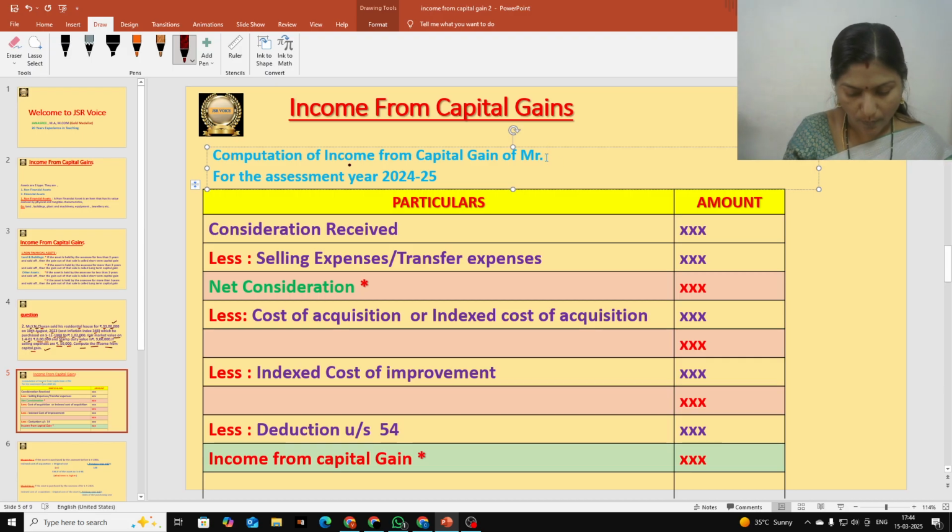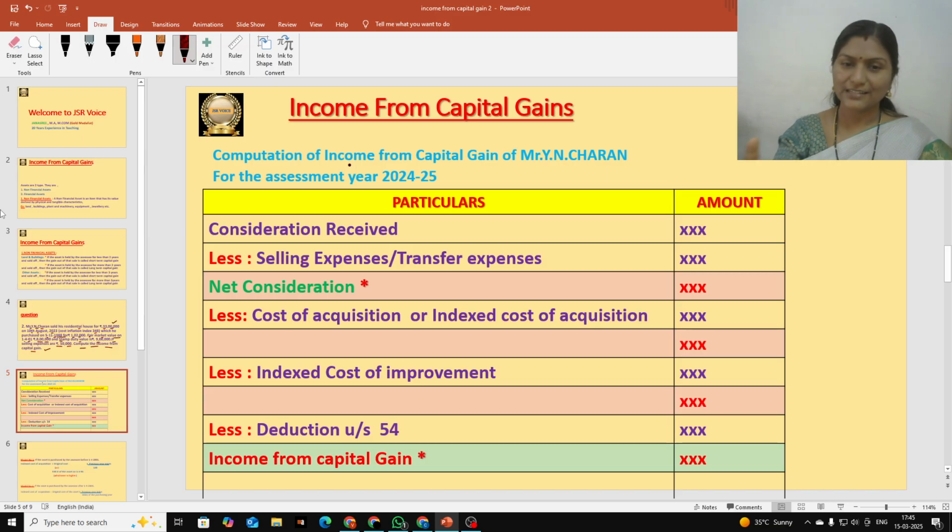Mr. YN Charan for the assessment year 2024-25. This is the heading that we are going to give here. Hope this is clear. And next we have to draw columns. They are particulars and amount, and this is the format that we are going to follow for calculation of income from capital gains. First item is consideration received.